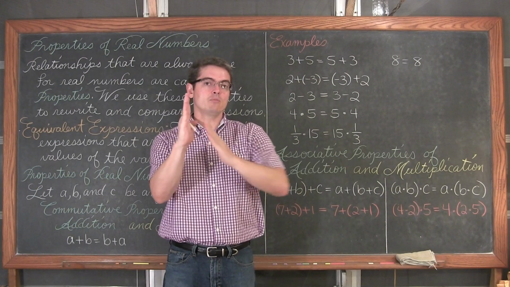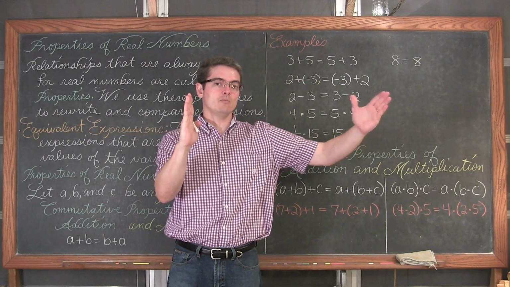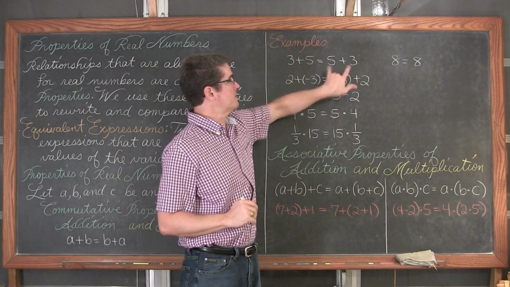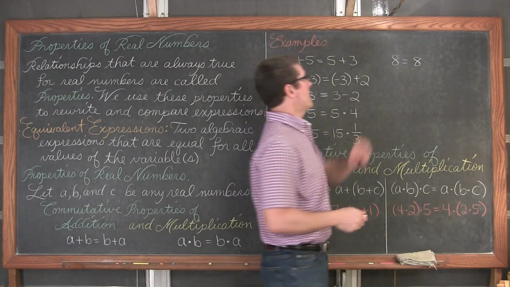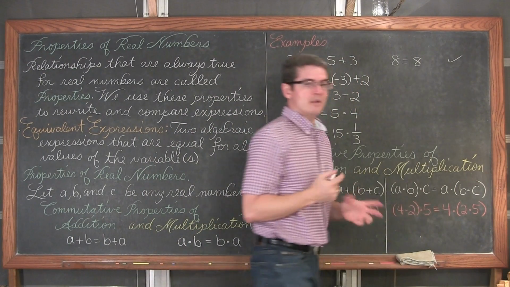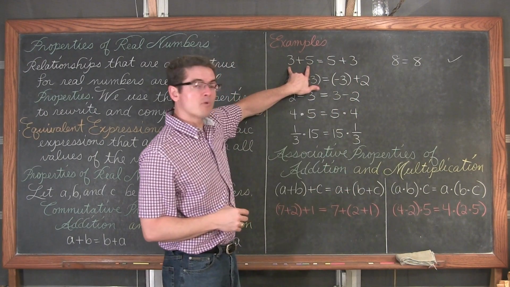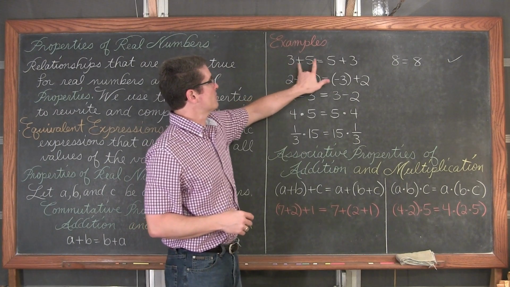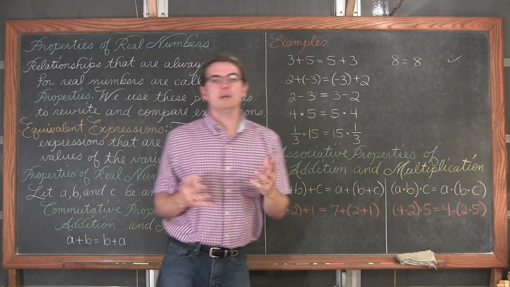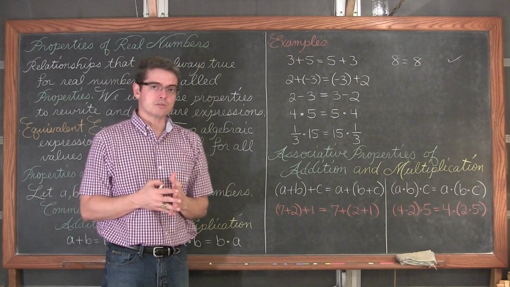We start from 0 and move to the right 5, and then 3 more steps to the right because of the addition of these positive numbers. We get 8 again, and of course that's a true statement. That is an example of the commutative property of addition. I've taken these numbers, moved them around the addition sign, and I get equivalent answers.